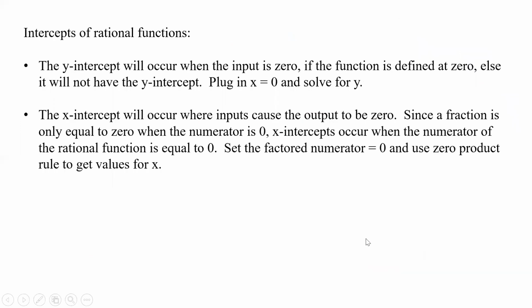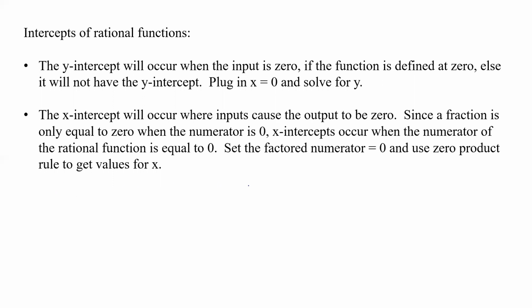All right, so intercepts of rational functions. The y-intercept will occur when the input is 0, if the function is defined at 0. Otherwise it will not have a y-intercept. Basically, plug in x equals 0 and solve for y. Now, if we have a vertical asymptote at x equals 0, then obviously we're not going to have a y-intercept.